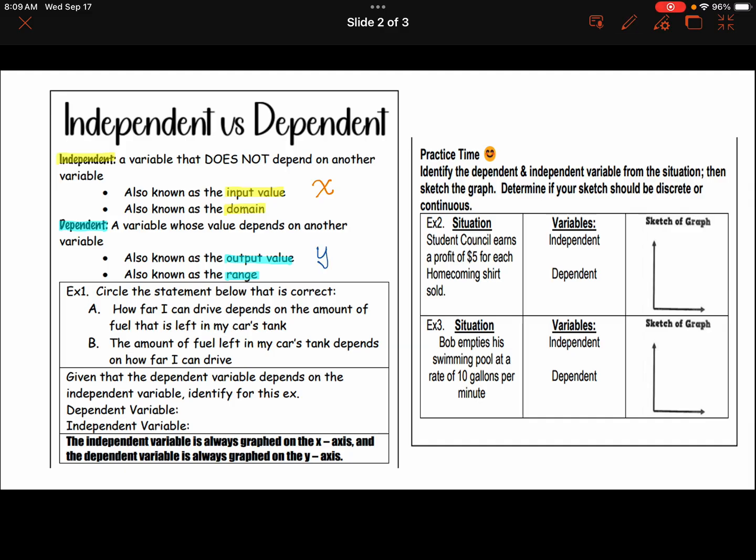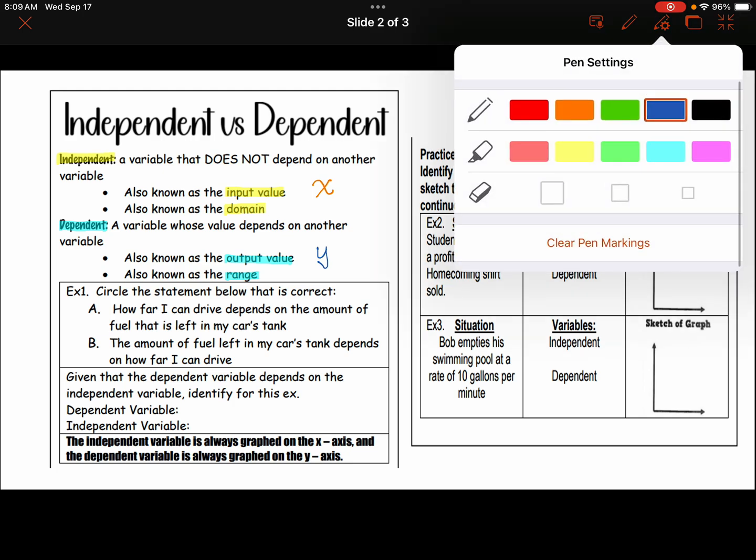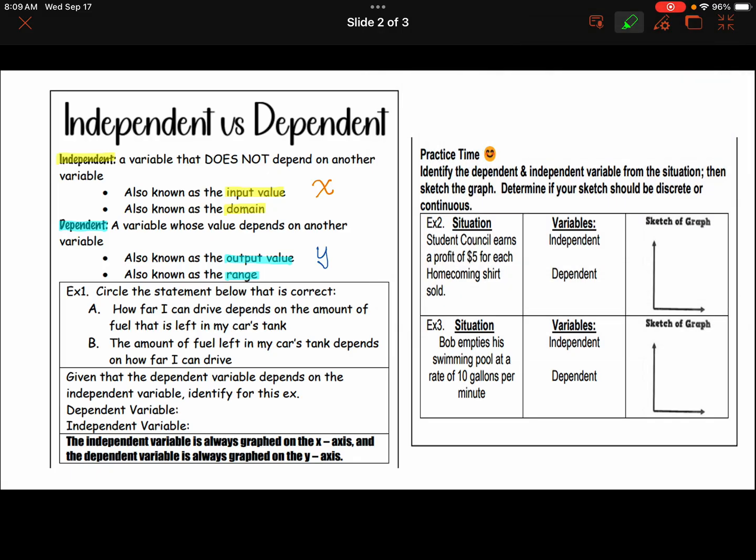So we are going to read this statement and we are going to see which one is stated correctly. So let's go ahead and look at that. Circle the statement below that is correct. How far I can drive depends on the amount of fuel that's left in my tank. The amount of fuel left in my tank depends on how far I can drive. Well, I might want to drive 100 miles, but if I don't have enough fuel in my tank, I cannot drive that far. So how far I can drive is dependent on how much fuel is in my tank.